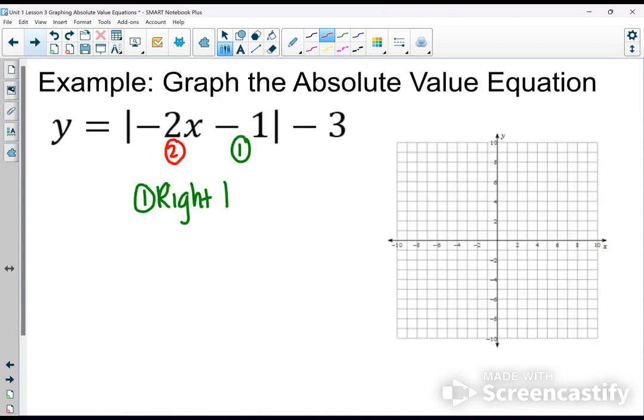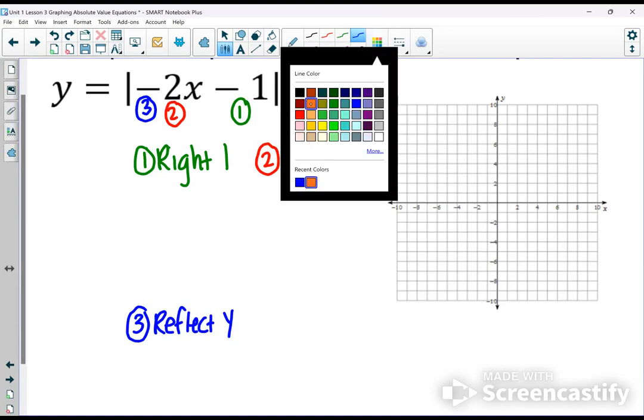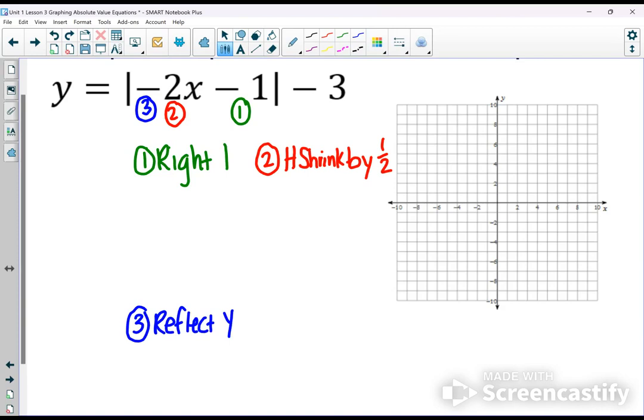But I'm going to talk about the shrink. I know it's a shrink because the number I'm working with is 1/2. 1/2 is smaller, so horizontal shrink by 1/2. The negative, like we talked about, was a reflection, and it's a reflection about the y-axis because it's on the inside. And then last but not least is our subtraction of 4 on the outside here, telling us to move down 4. So these are our directions to graphing.